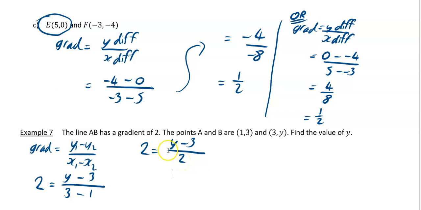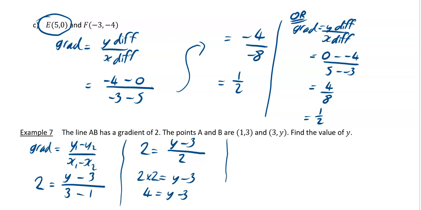So that's why it's important that you've got a nice big horizontal line here to show that y minus 3, the whole thing, is being divided by 2. So the opposite of dividing by 2 is multiplying by 2. So when this 2 moves across this side, it's going to multiply. So you're then just going to say 2 times 2 is equal to y minus 3, which just becomes 4 is equal to y minus 3.